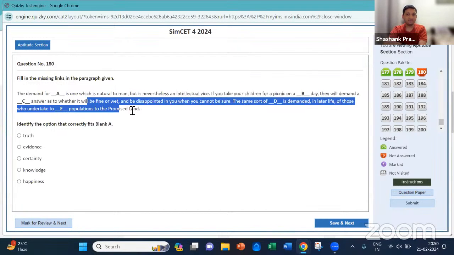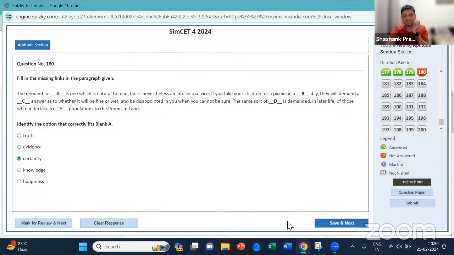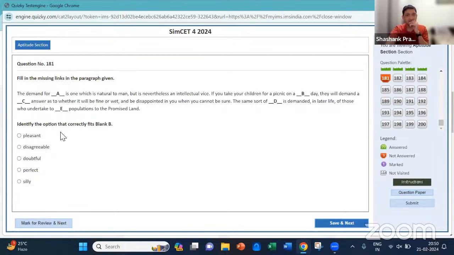यह तो certainty हो गया ना, will be fine or wet. So I am looking at the options as well. The demand for truth. So true answer नहीं होगा, certain answer होगा. Evidence, I don't think so. Certainty, I think certainty is the answer, because this one. A blank B, whether it will be fine or wet.